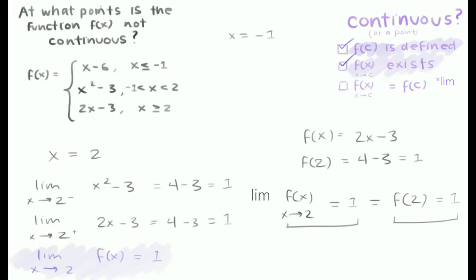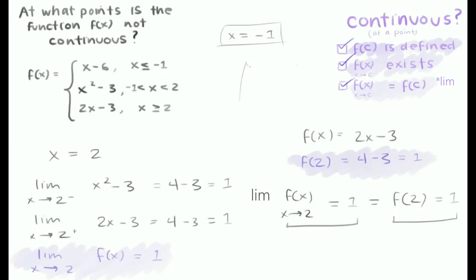Now all three conditions are met, and so we know that at x equals 2, f of x is continuous, but this does not answer our question, which is asking for where f of x is not continuous. So this will not be part of our answer. So when you're working on these types of problems, be sure to check that the x intervals are continuous at the x values you're evaluating.